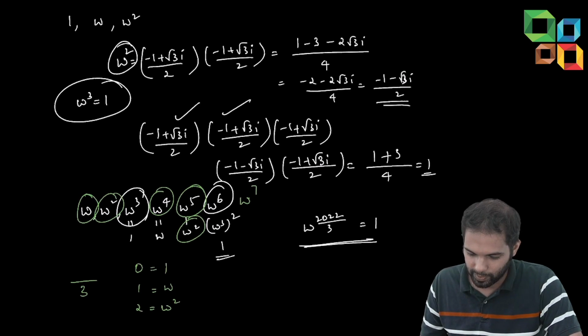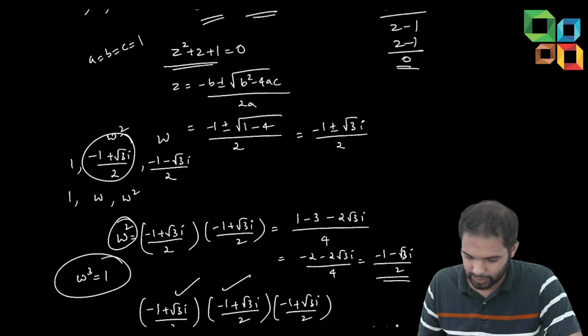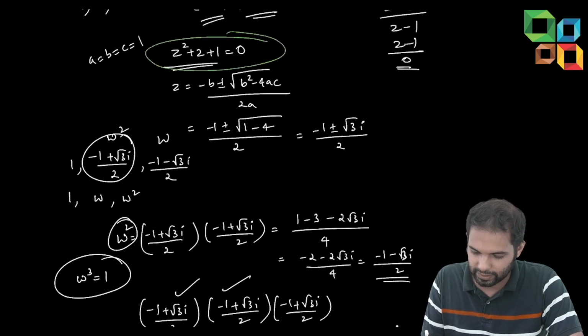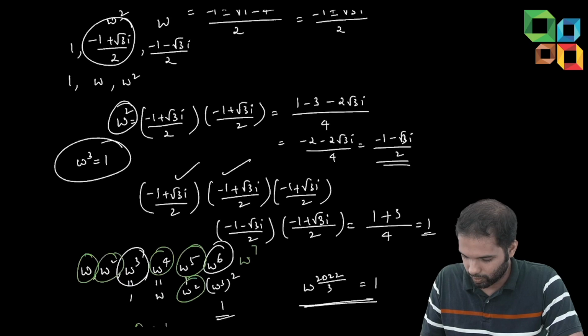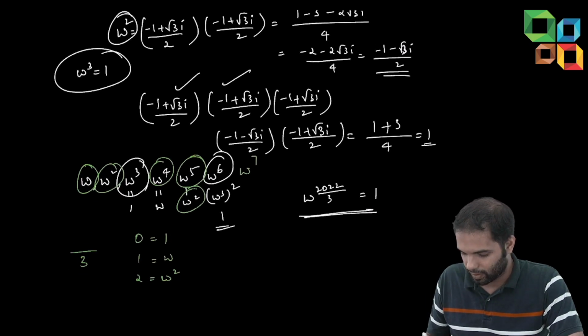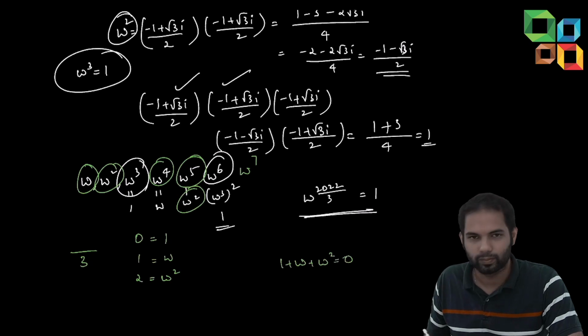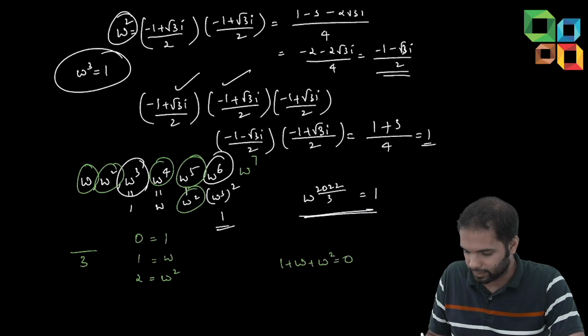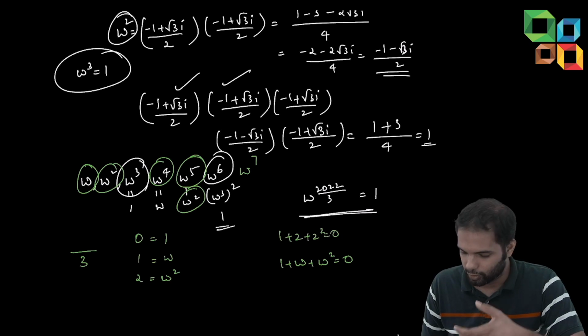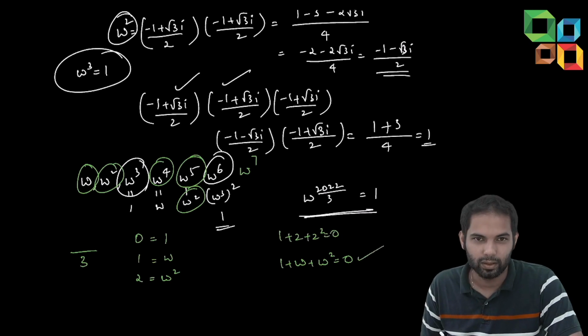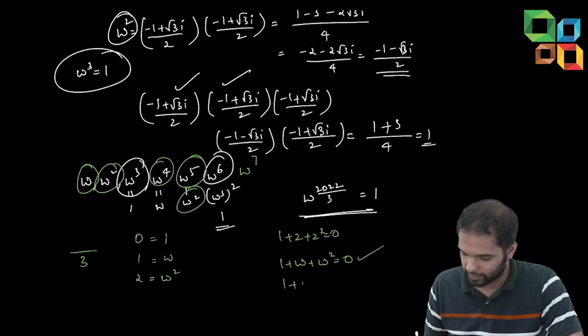One more important property you can think of. Because omega is a root, it should satisfy this, right? So one more important property is 1 plus omega plus omega square is also equal to 0. Because we know that omega we got by solving the equation 1 plus z plus z square equal to 0. This was the quadratic which we solved, right? So omega also should satisfy this equation. Omega square also will satisfy.